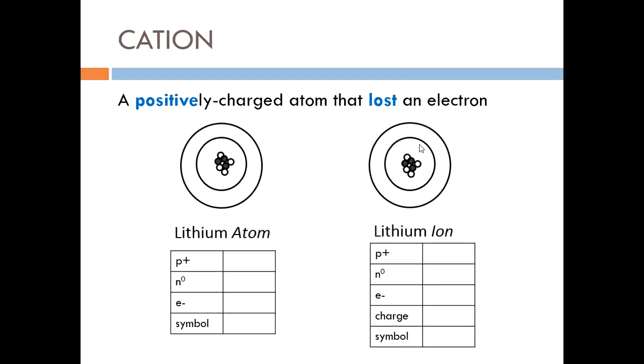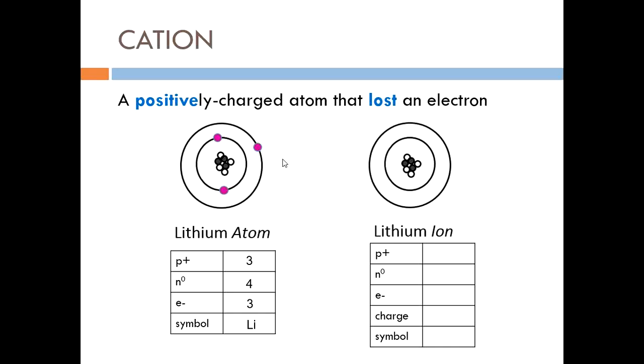There's two types of ions, a cation and an anion. A cation is a positively charged atom that lost an electron. So let's take a look at the lithium atom. Lithium atom has 3 protons, and it has 4 neutrons, and we're just counting the subatomic particles that's in the picture here. And a neutral lithium atom will have 3 electrons. So go ahead and draw those 3 electrons on your notes as well. The symbol for a neutral lithium atom is capital L, lowercase i. Now let's take a look at the lithium ion.